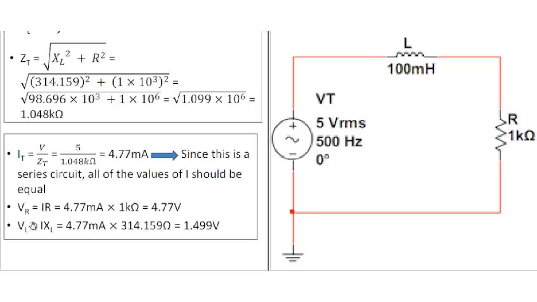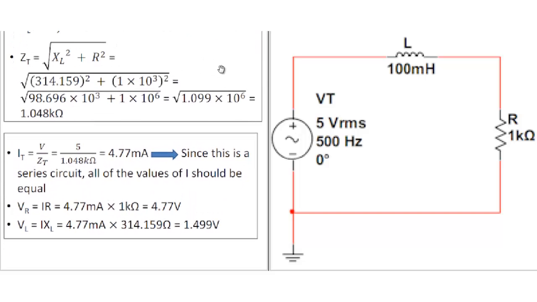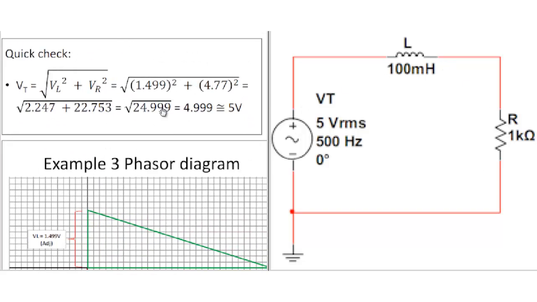In this particular case, the voltage drop across the inductor is equal to the inductive reactance that they found up here, 314 or so ohms. You multiply that by the total current, 4.77 milliamps RMS, and you get the voltage drops, and then you can use the voltage drops to check to see if you've done the math right.